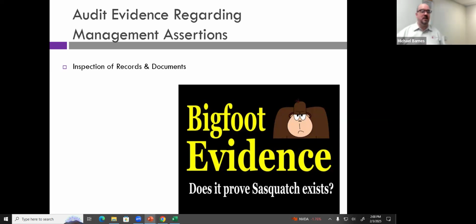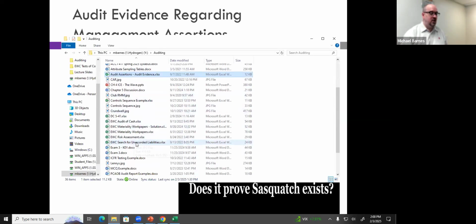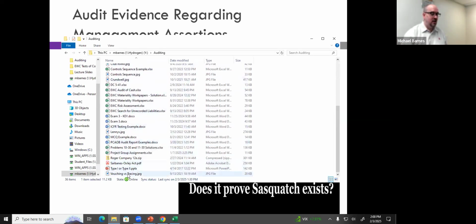Now, I do want to talk very specifically about two forms of inspection of records and documents: vouching and tracing. Remember I talked about how when we test completeness and we test existence or occurrence, those are directional assertions. These are tests specifically to test those directions. I would like to take credit for this, but unfortunately this is Becker, so I've got to give credit where credit's due. The easy way to think about those directions is like this.